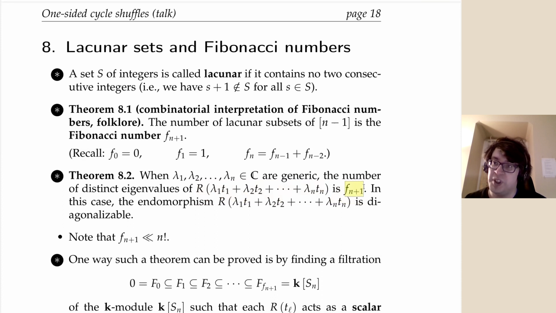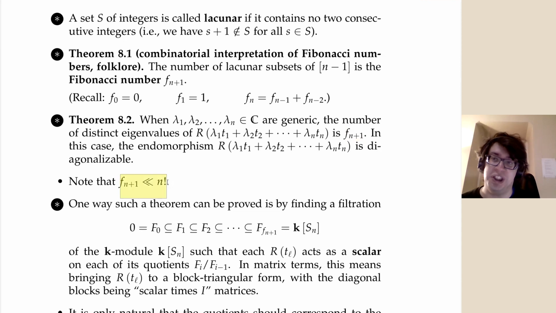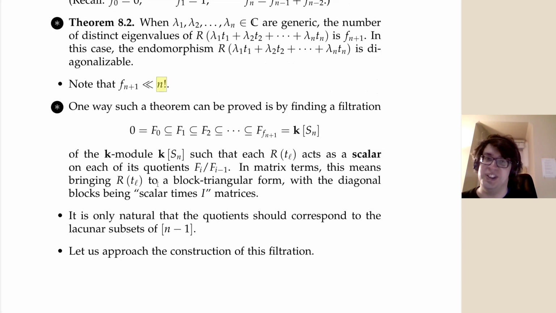And if they're all distinct, then the morphism is actually diagonalizable. But the diagonalization will depend on the lambdas. You cannot diagonalize it right away for all the lambdas, like you can triangularize it. Notice, of course, that the Fibonacci number grows exponentially, so it grows a lot slower than n factorial. This is as much asymptotics as you will see in this talk. This is probably as much asymptotics as I know.